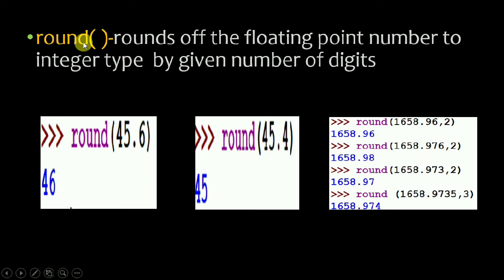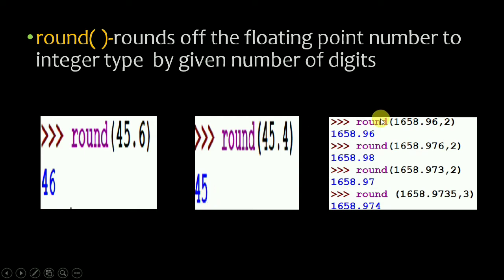Next we have the round function. Round function rounds off the floating point number to integer type by given number of digits. We have done rounding off in maths. Simply if we round off this number 45.6, then it will give us the answer as 46. How? The number after the decimal, if it is 5 or more than 5, then the digit to its left side will be increased by one and it will become 46. But if the number is less than 5, then the digit at the left side will remain as it is, and in case of round(45.4), it will give us the answer as 45.